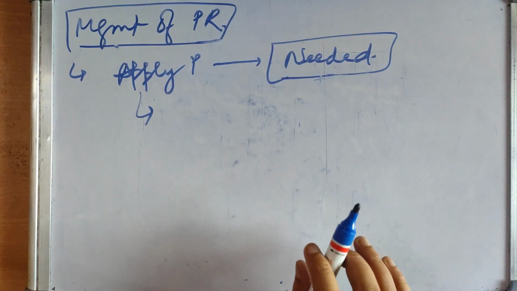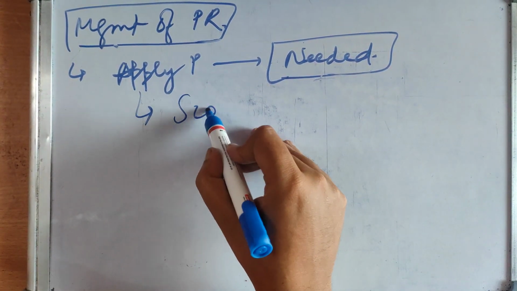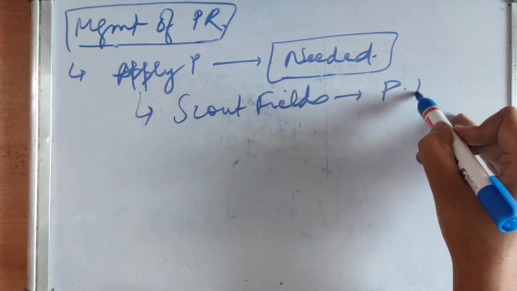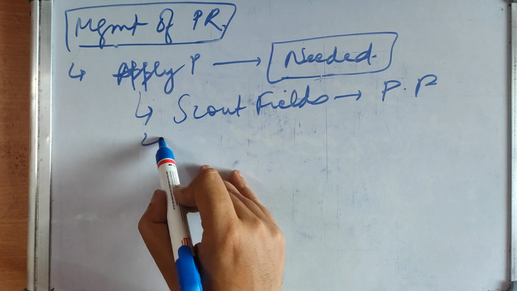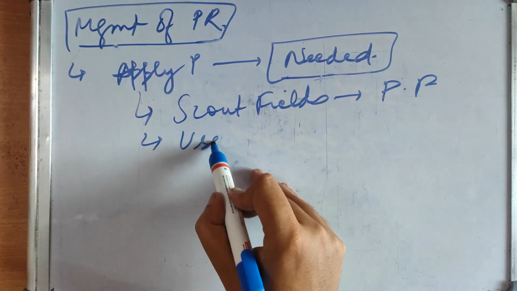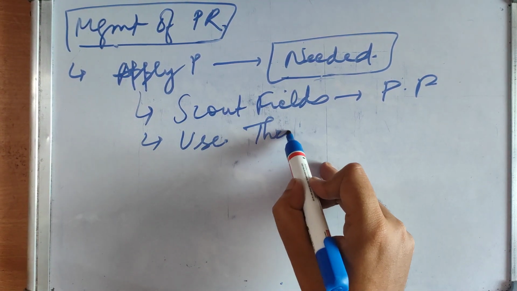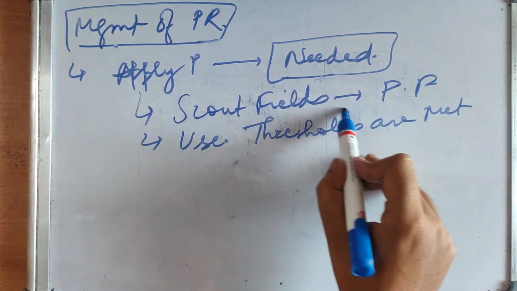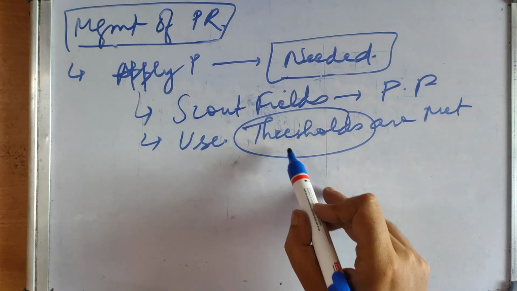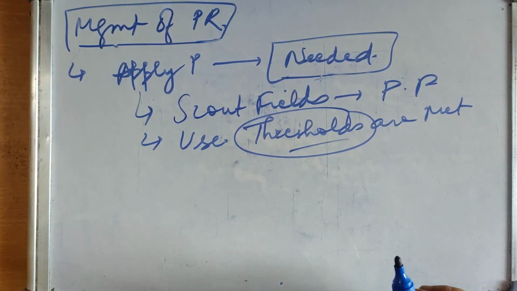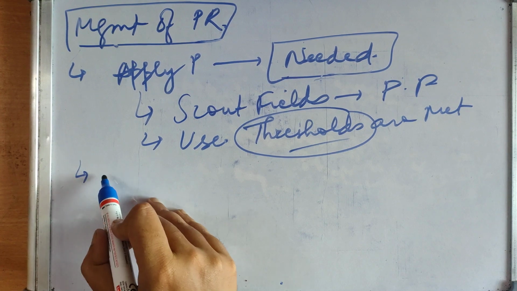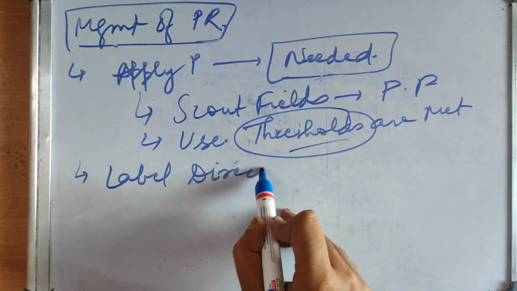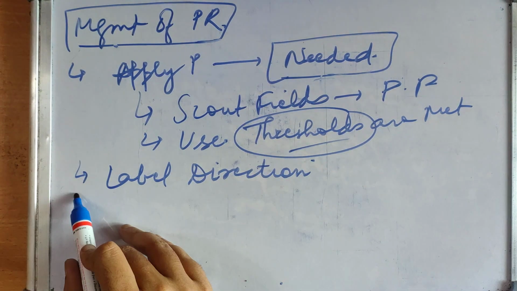For this we should scout fields to determine the pest population. We can use thresholds, and use pesticides only when thresholds are met, that is, when these pests are giving more damage. We have discussed thresholds in detail in previous lectures. You must see it. We should also follow label directions: how to use and how much quantity should be used.